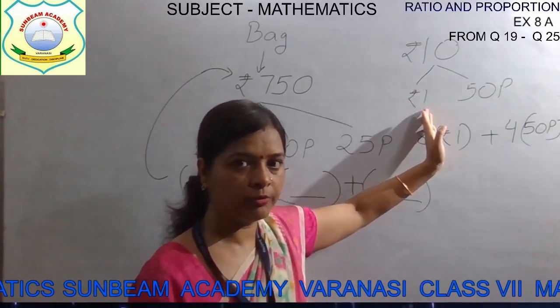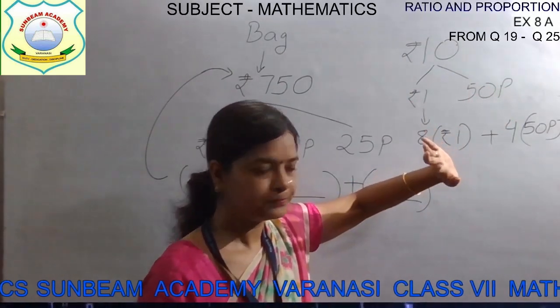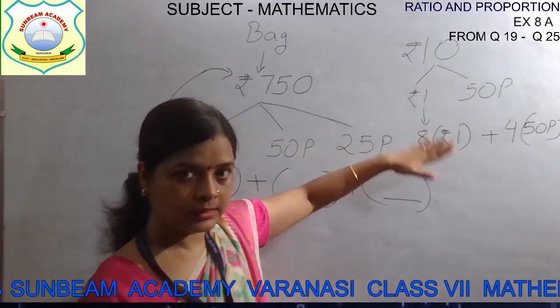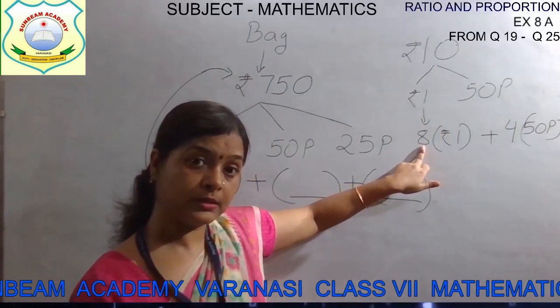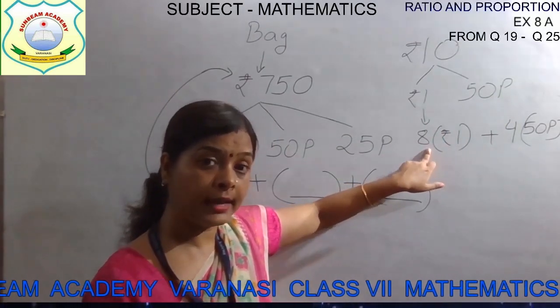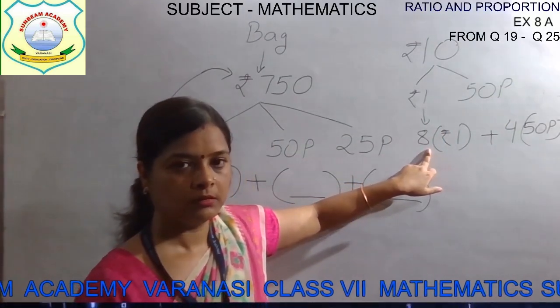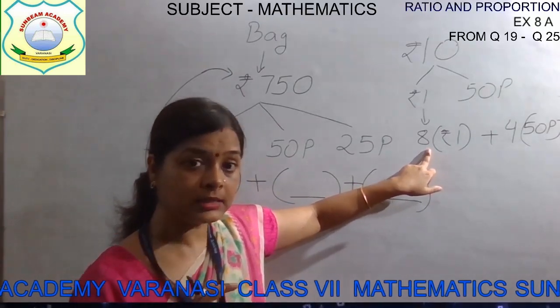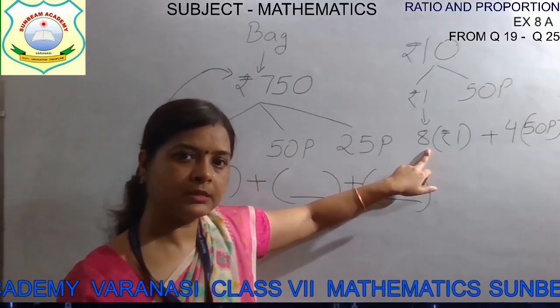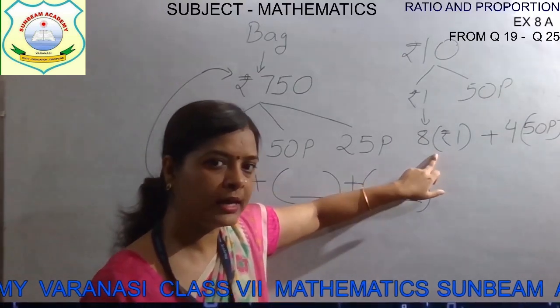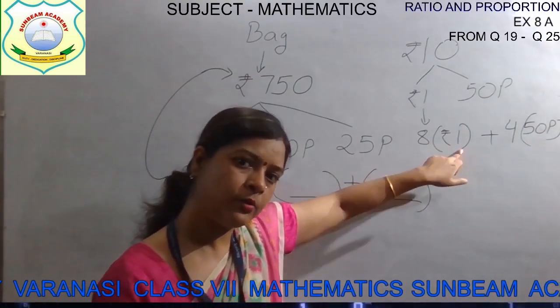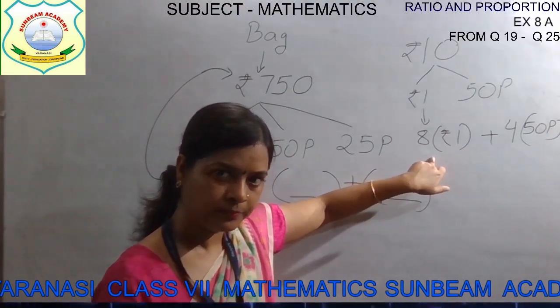The combination of 1 rupee and 50 paisa coins. Now in this question, I am explaining that you have 8 one-rupee coins. So how much will you have in total? 8 into 1 rupee, that is 8 rupees from this.